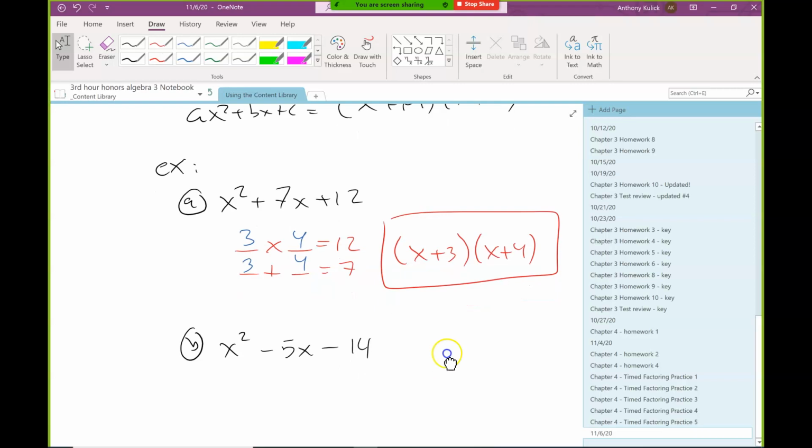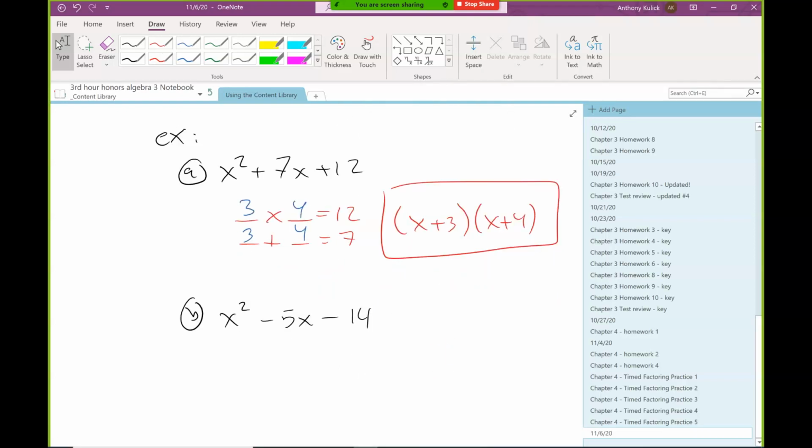How about this one? How does this factor? Let's not write anything down. Let's just write down the answer. Okay, so those are the two numbers. So I'll write x minus 7 and x plus 2. Done. We okay there?